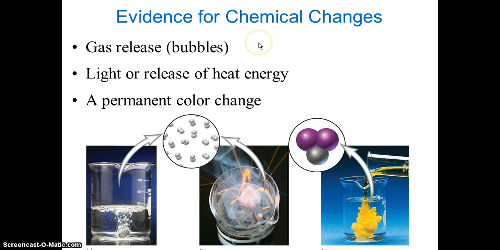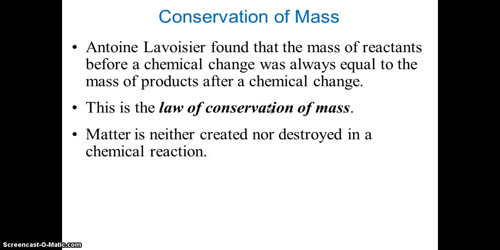Now, what is the evidence for chemical changes? When you see gas bubbles, gas release during chemical reactions, light or heat release during the reaction, or a permanent color change. These are called evidence for chemical reactions. That's where you can tell that a chemical reaction occurred. So we'll talk about the law of conservation of mass in the next slide.